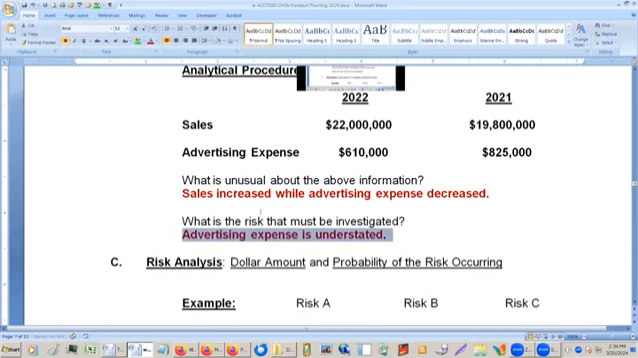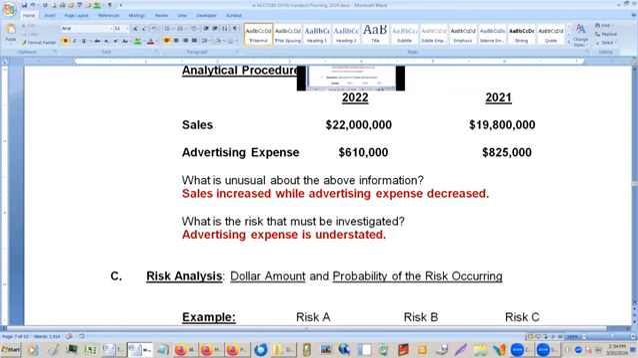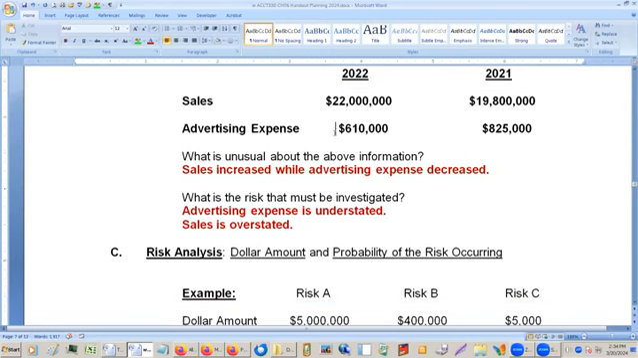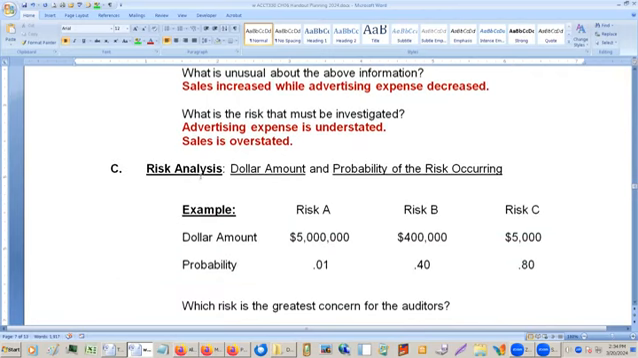What could be another risk of it? The problem might not be in advertising, it might be in what? Sales. Yeah. Could be the sales are overstated. Maybe they did something to the sales to make them look higher, even though their advertising expenses dropped, and maybe their sales have decreased or something. But these are the two things that you're going to investigate.